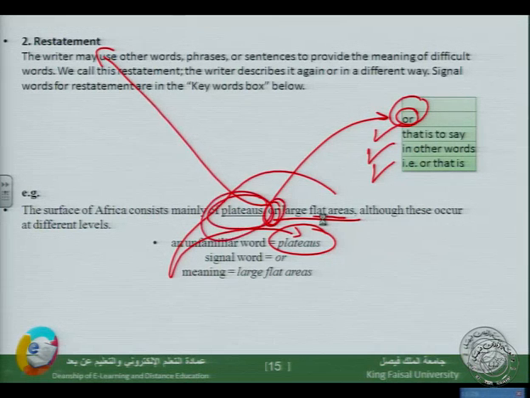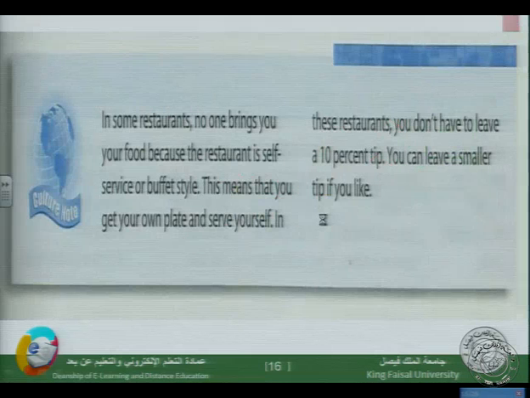He is asking about the meaning of plateaus, and what comes after "or" explains the meaning of plateaus. If someone asks you what "large flat areas" means, it means plateaus as well. Okay? So these are two good steps to know how to get the meaning from the context.